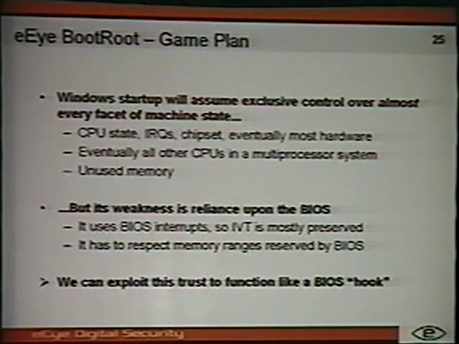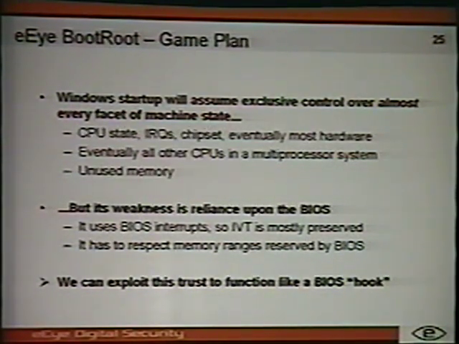So here's our plan. We know what we've got to work with, and we know that Windows is going to inadvertently try to evict us by taking over the machine exclusively. However, it does still have to trust the BIOS, and that's our angle of attack. The interrupt vector table exposes the interrupt services that the BIOS provides, which is kind of like an exported API. These are all services that the BIOS is providing to the operating system to get itself started.